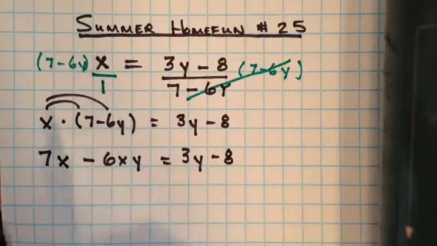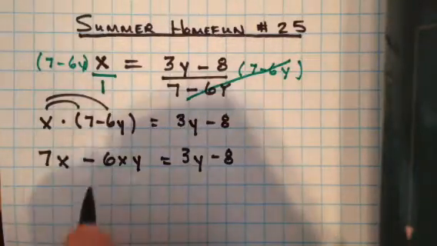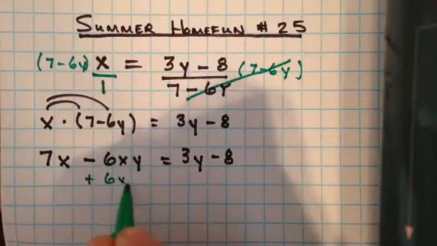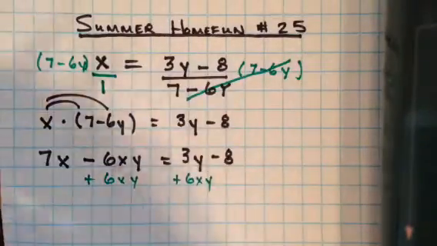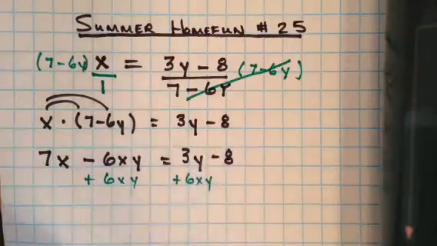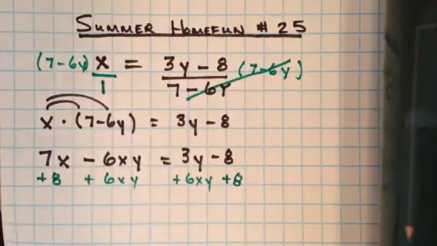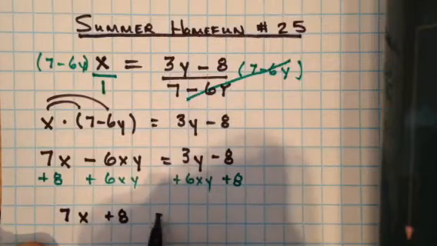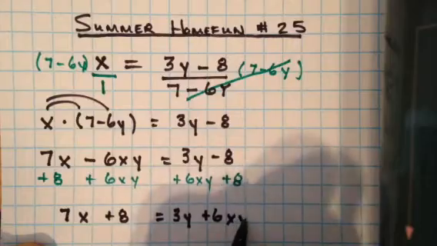And then, since we want to solve for the y, we better get y's on the same side of the equation. So what we're going to do is add 6xy to both sides. And then on this side, now every term, this one and this one, is going to have y, except for the last one, the 8. So let's move that 8 away by adding 8 to both sides. When we do that, we end up with 7x plus 8 is equal to 3y plus 6xy.